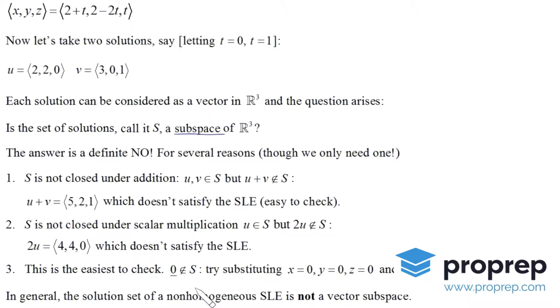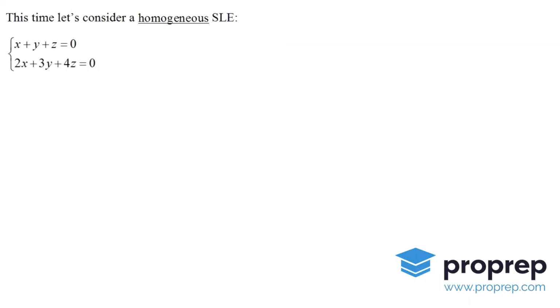So what I'm concluding from all this, and why I looked at a non-homogeneous, is to show you that a set of solutions is not necessarily a vector subspace. That was for non-homogeneous, and in a moment we're going to contrast that with the behavior of homogeneous SLE. Okay, so this time let's consider the homogeneous system of linear equations. I took the same one as before, except that I put zeros on the right, so now it's homogeneous. And let's see what the difference is in the behavior.